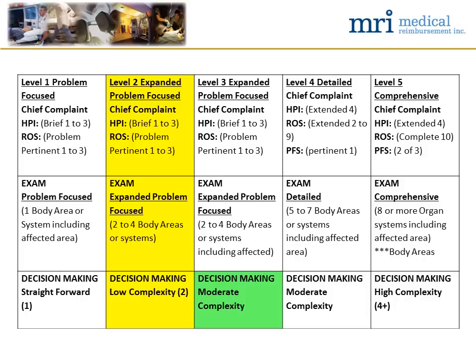Again, as you can see, we have everything we need for an expanded problem-focused HPI, expanded problem-focused exam, and low complexity medical decision making, which is equal for a level 2. On this patient, for example, let's say we had moderate decision making. We would still only be able to bill a level 2 because we only have 3 of the 3 components for a level 2 and not a level 3.